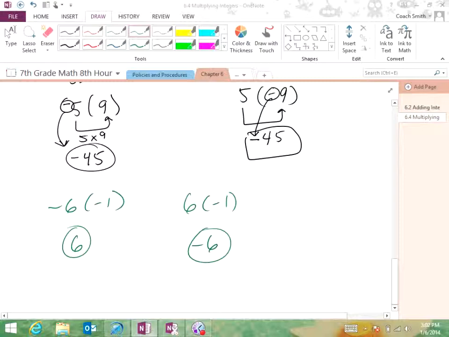Okay? So when you multiply, it proves itself out with the rule. Here I had 2 negatives, so that means I had a positive. Here I had 1 negative, so that means I had a negative answer. Okay?